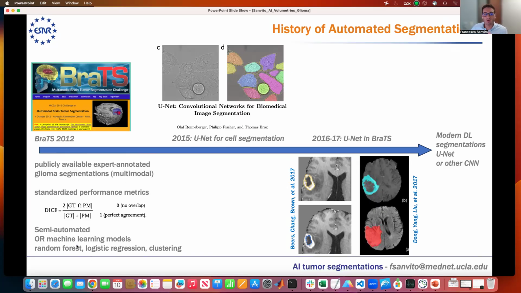And the first models were more like machine learning models, like random forest, logistic regression, clustering algorithms, and whatnot. In 2015, U-Nets, some type of neural networks, deep learning, started to be used as tools for segmentation of cells in microscopy. And only after that, around 2016, 2017, the same models, because they worked satisfactorily, apparently, were also used for tumor segmentation, and this essentially gave birth to the whole field of deep learning segmentation that constitutes the main automated segmentation method nowadays.